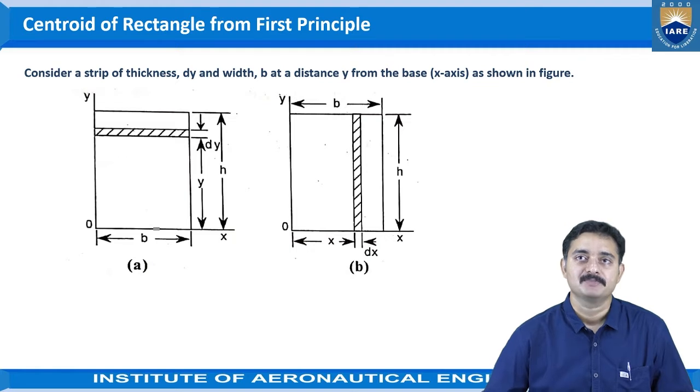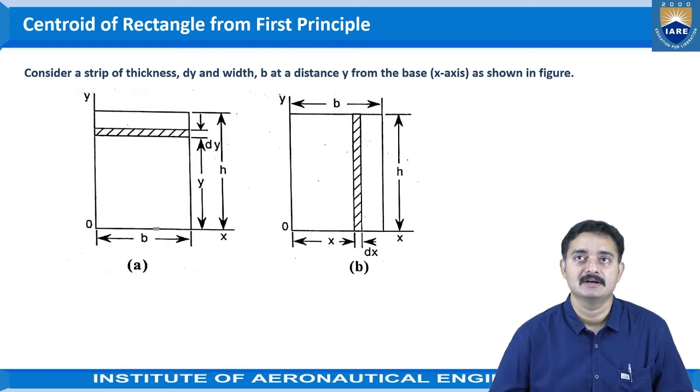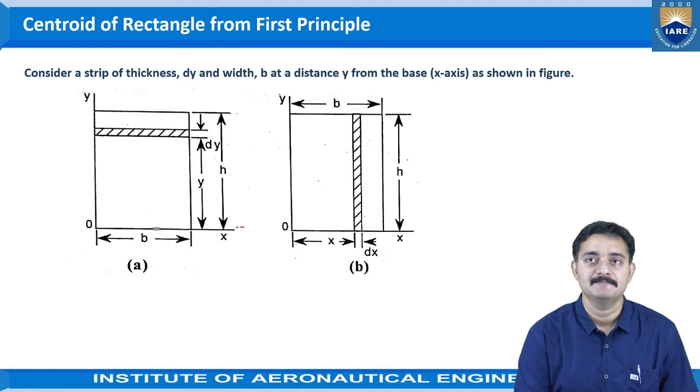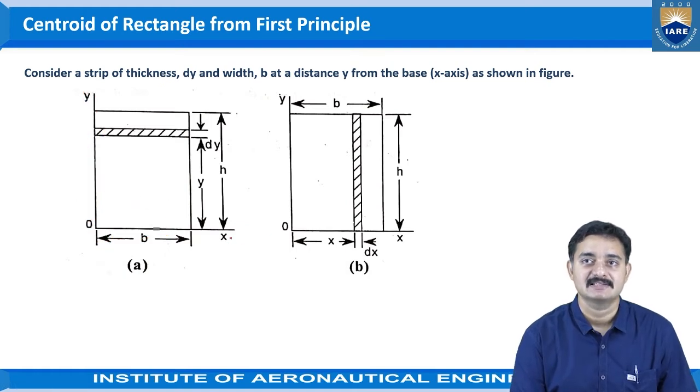First, let us find the centroid of a rectangular lamina, and the procedure for identifying the centroid for all the laminas is the same. So we will be considering this example of a rectangle. This is the figure given. Consider a strip of thickness dy and a width b at a distance y from the base x-axis as shown in figure. As we have discussed, there must be a reference axis for each and every object for calculating the centroid or center of gravity, right? So here we are considering the reference axes as the x-axis at the bottom of the object and the y-axis at the left side of the object.